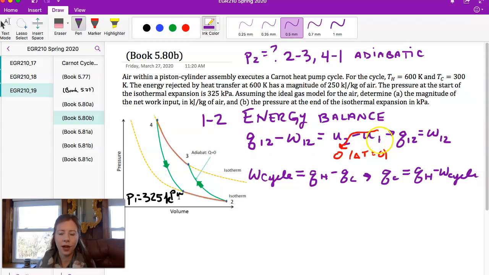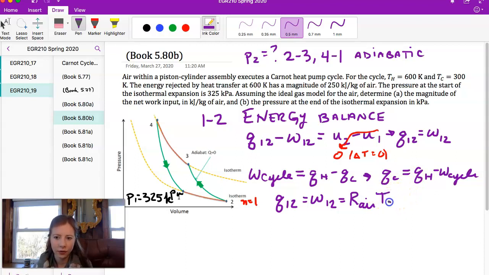Another thing we know here is that because this is an isothermal process, n is going to be equal to 1 for a polytropic process. All right, so with that in mind, we'll keep going. And we know that Q12 is equal to W12, which is going to be equal to R air times TC times the natural log of V2 over V1.